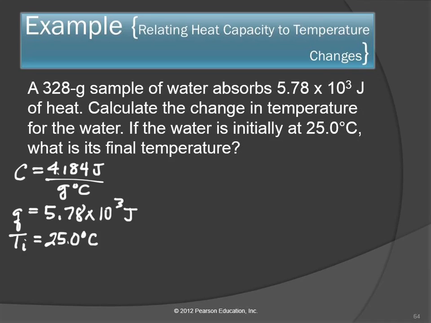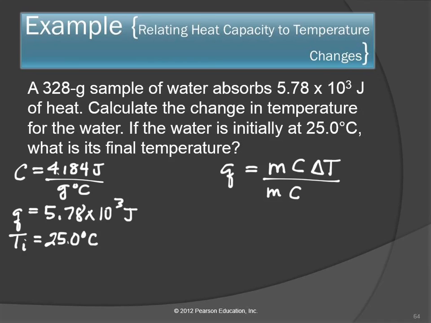This is actually asking us to do two separate things. What's the first thing it says? Calculate the change in temperature. So that's a delta T, right? So we have our equation, Q equals MC delta T. The first thing we need to do is find delta T. So we rearrange the equation first, and then we stick the numbers in.